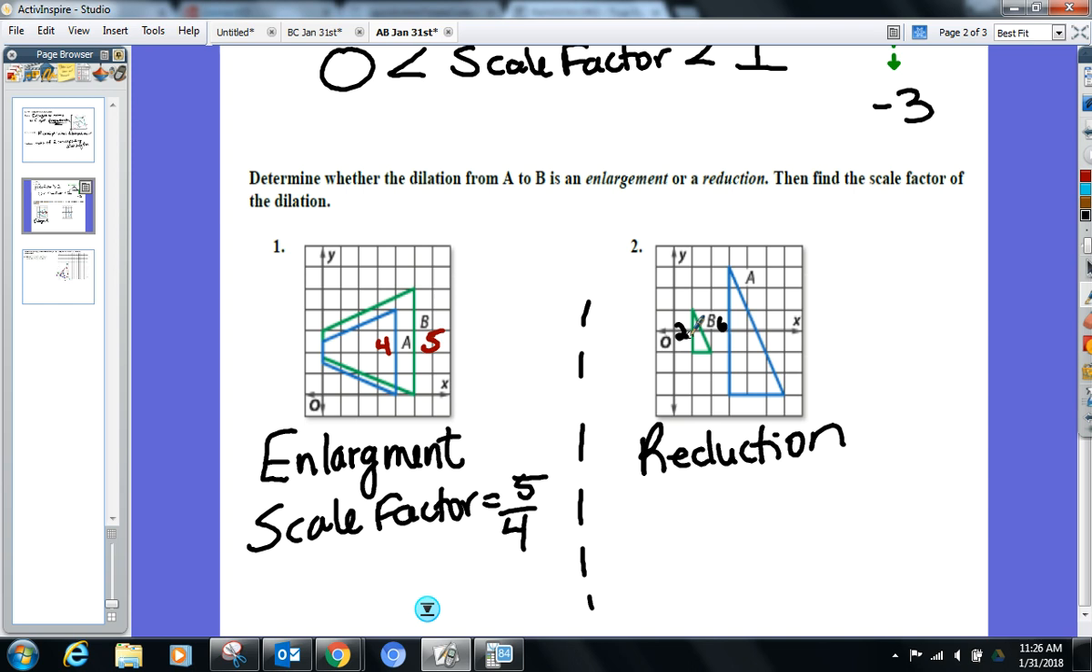This was a reduction, right? What do you got to know about your scale factor? Between 0 and 1. It can't be bigger than 1. So am I going to go 2 to 6 or 6 to 2 here? 2 to 6, 1 to 3, whatever you prefer. But it's got to be 1 to 3, 2 to 6. It cannot be 6 over 2. That would be bigger than 1. So my scale factor, I'll do the reduced version. That's how I roll. 1 to 3.